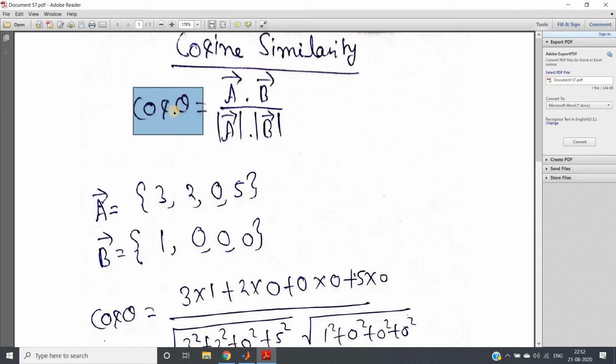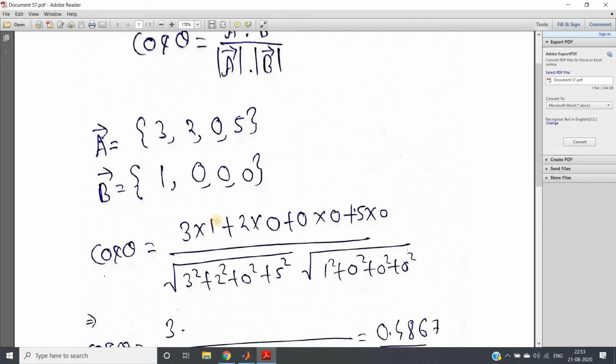The formula is very simple. You just calculate cos theta using this. Suppose my a vector is 3, 2, 0, 5. Like in class 11 we have seen, suppose 3 i cap plus 2 j cap plus 0 k cap. Like that, here you consider this also as one vector, but the dimension is changed. a vector is this one, b vector is this one. Now you calculate the cos theta.